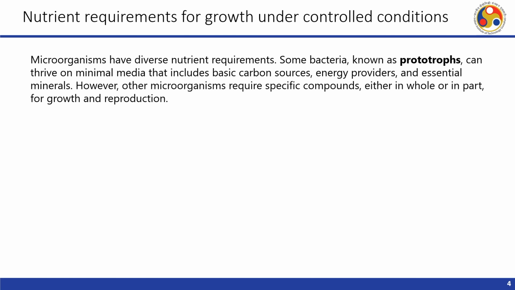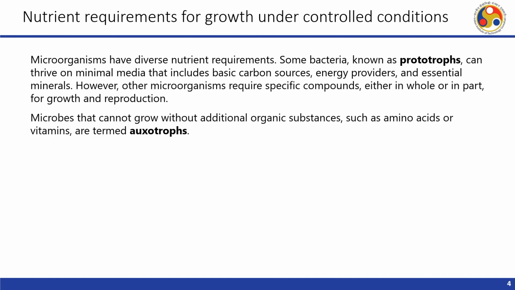Now, what are the nutrient requirements for growth under controlled conditions? Microorganisms have diverse nutrient requirements. Some bacteria, known as the prototrophs, can thrive on minimal media that includes basic carbon sources, energy providers and essential minerals. However, the other microorganisms require specific compounds, either in whole or in part, for growth and reproduction.